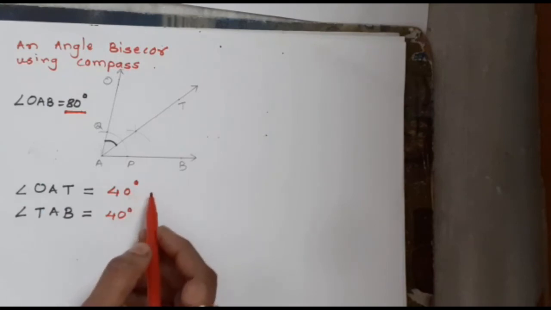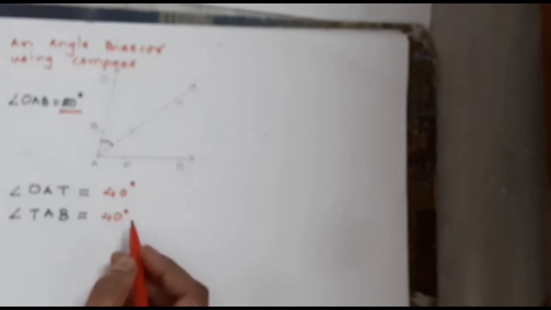So when we draw an angle bisector of an angle, we will get two angles and they are of equal measures. Okay. So dear friends, try to draw an angle and then draw its angle bisector and using a protractor find out whether they are of equal measure or not. Okay.